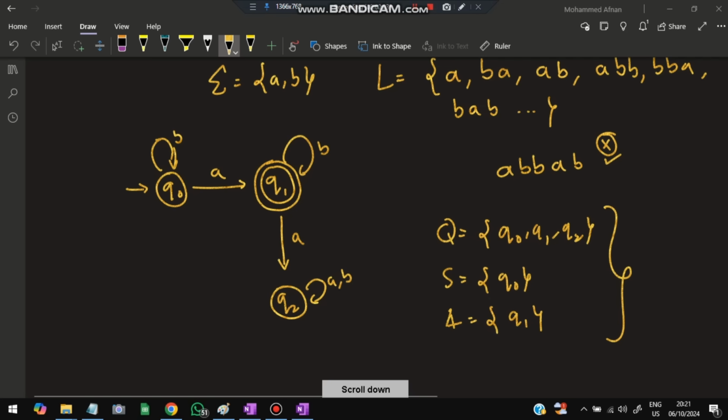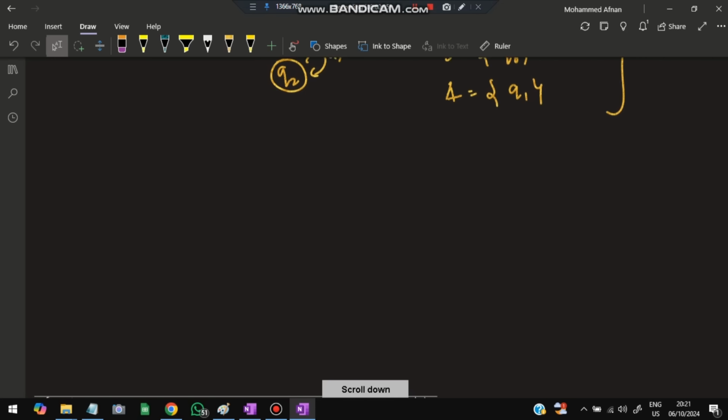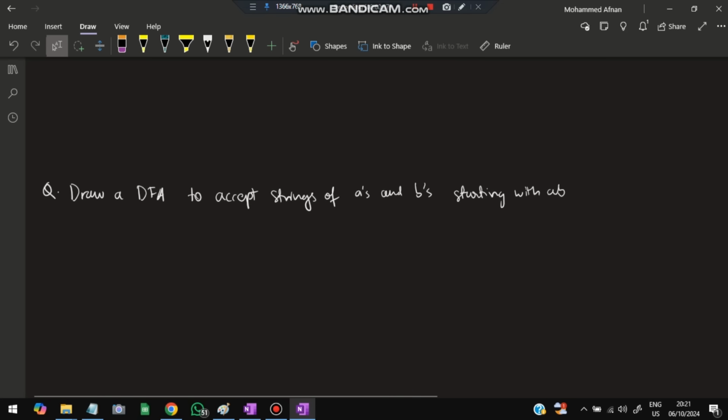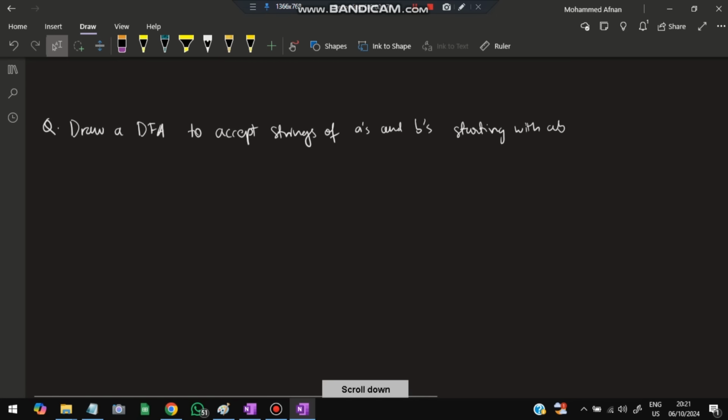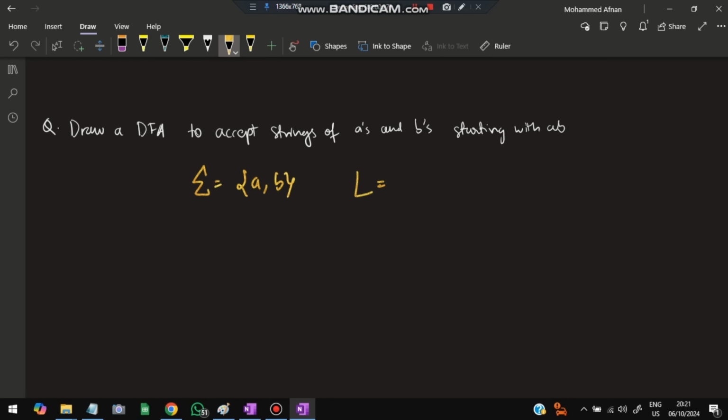Moving on to the next question. Draw a DFA to accept strings of A's and B's starting with AB. Okay. So you can pause the video and try it out yourself. So how do we do this one? Okay. So same steps you have to follow, whatever I have mentioned. So what are the steps here? First you have to define the alphabets. The alphabets given here are A and B. What is the least string you can form? Starting with AB means AB is the accepted string.